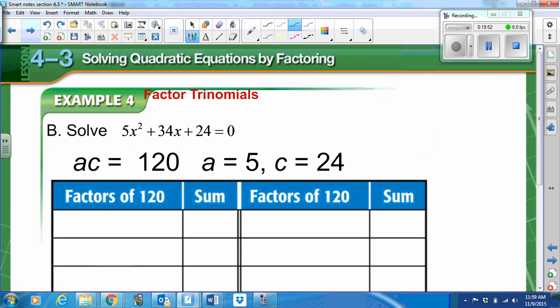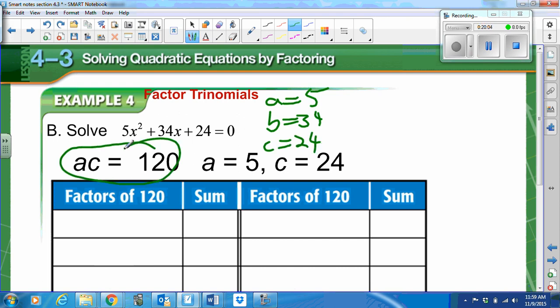And now let's do one that's a little bit harder, where a is no longer 1. So we have a equals 5, b equals 34, and c equals 24. We need numbers that multiply together to give us 120 and add together to give us 34. Let's start with the most obvious, which would be 12 times 10. That does equal 120, but it gives us a sum of 22.